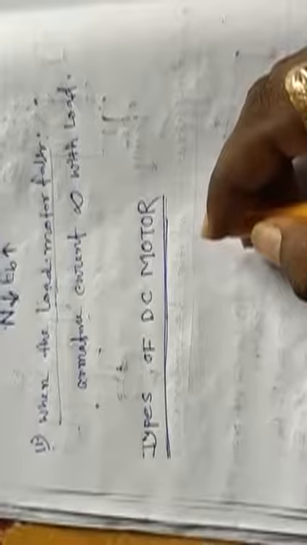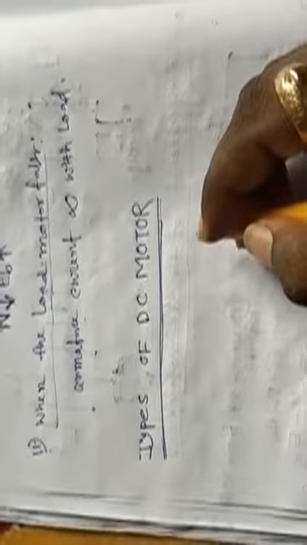Different types of DC motor are used depending on the application. The various types of DC motor are used in our life. Mainly we have discussed these types of DC motor. Types of DC motor are mainly three types.